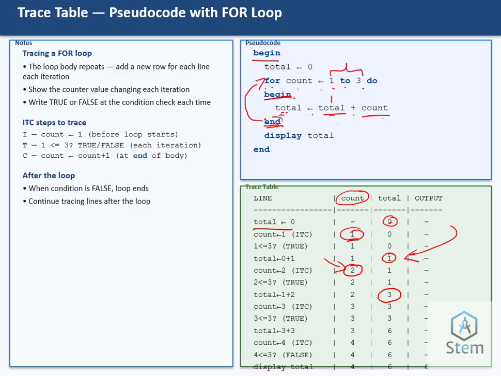We end the iteration, the for loop, and since we have not iterated 3 times, we go back. The count is now 3. We say total equal to old total plus 3. So we are now looking at 3 plus 3, we get 6. And we go to display total, we're displaying 6 here. All right, so that's how our program works.